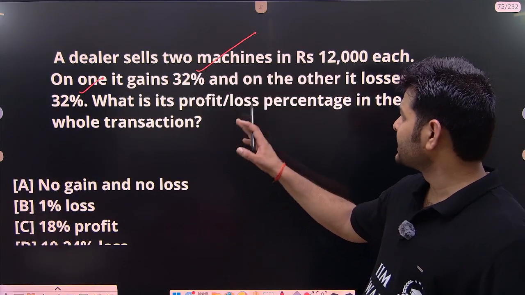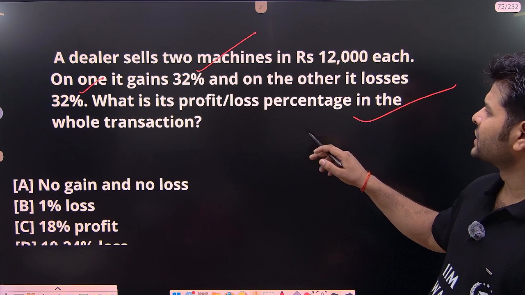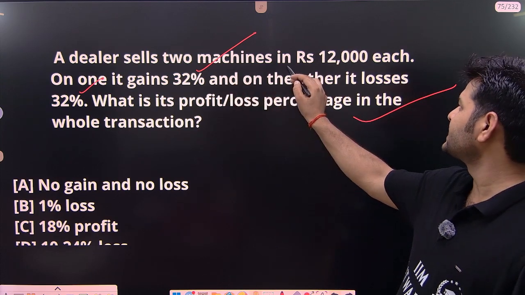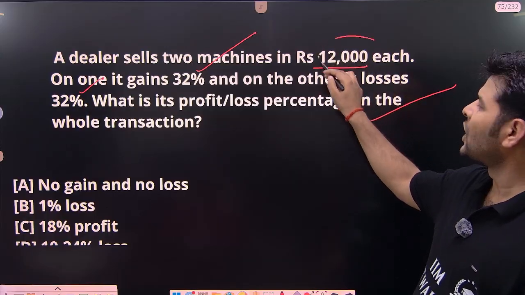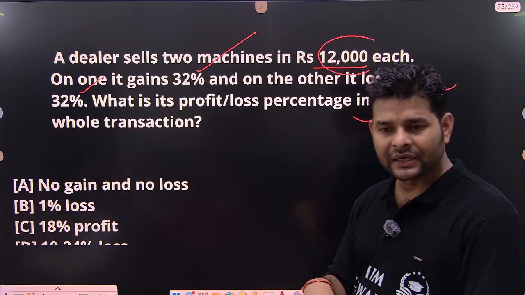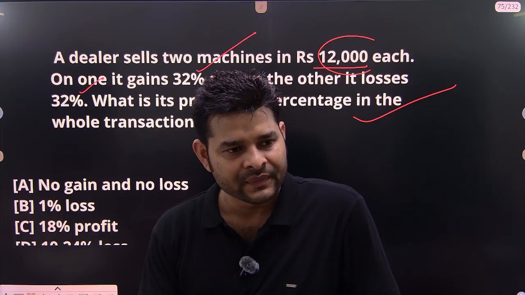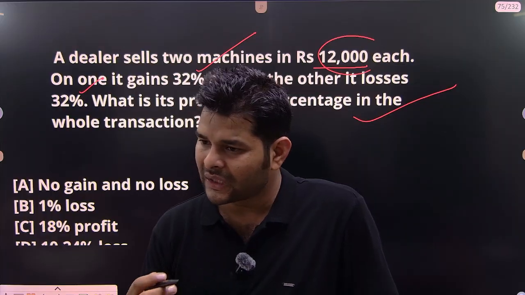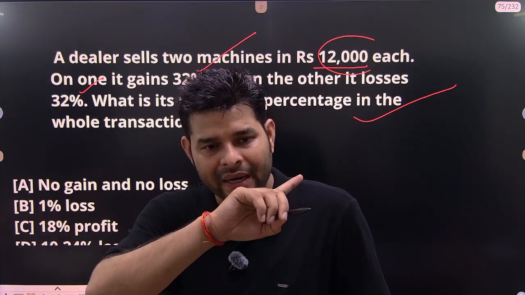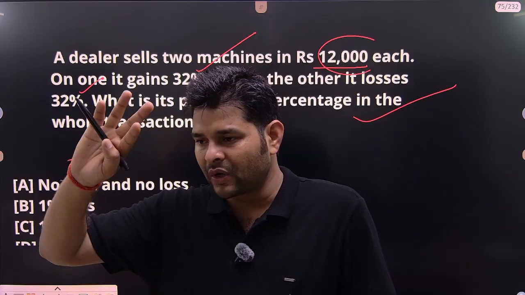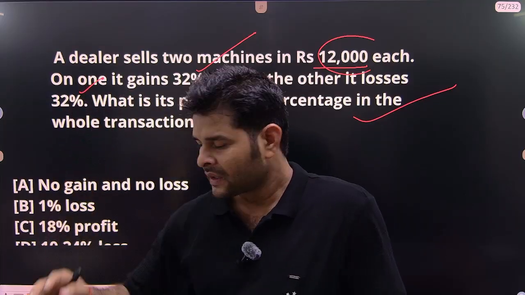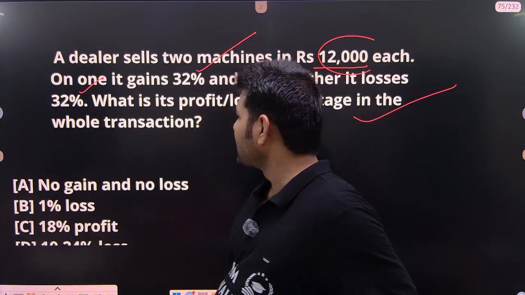So in that question, what the question is saying, the dealer sells 2 machines in rupees 12,000 each. Again, indirectly the question is trying to say that the SP of both the articles is same. If the SP of both the articles is same, that means that formula can be applied, but there the formula would completely change. So first, let me explain the formula.